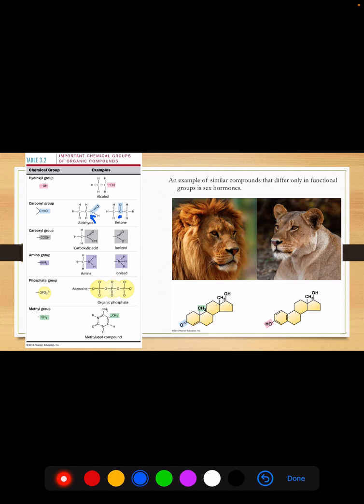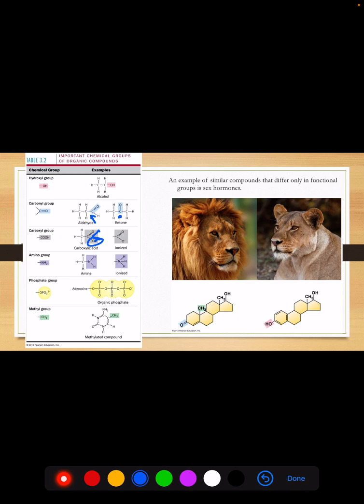We also have a carboxyl group, which is a C with 2 oxygens here and an OH, right? That would be a hydroxyl group attached to it. So basically, it's kind of a combination of a hydroxyl and a carbonyl. So we get a carboxyl. An amino group, which is NH2. Phosphate is a bunch. We use phosphates a lot in different molecules we'll talk about, which is a phosphorus atom surrounded by oxygens. And our methyl group.